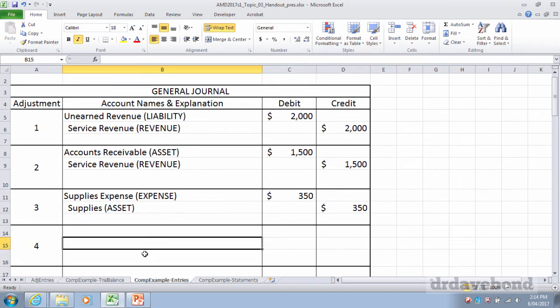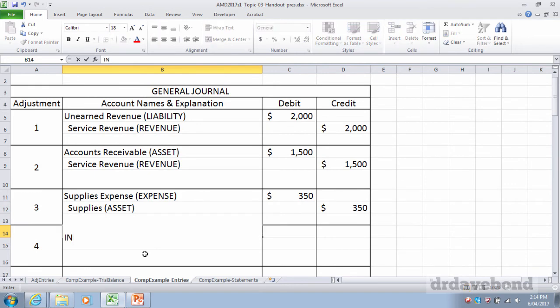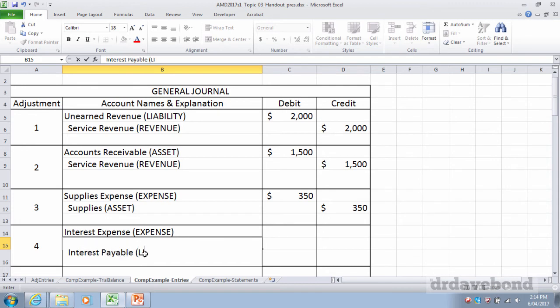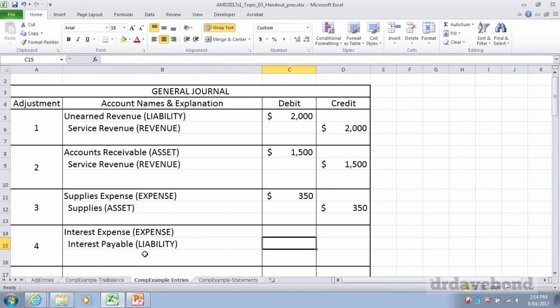The next one is the interest. I'll work out the number in a second. The interest expense. So we debit the interest expense because we've incurred interest on it. We've not yet paid it. We'll pay it later. If we'd paid for it, it's not an adjusting entry. It'd just be an entry. So we debit interest expense, something, credit interest payable, something.